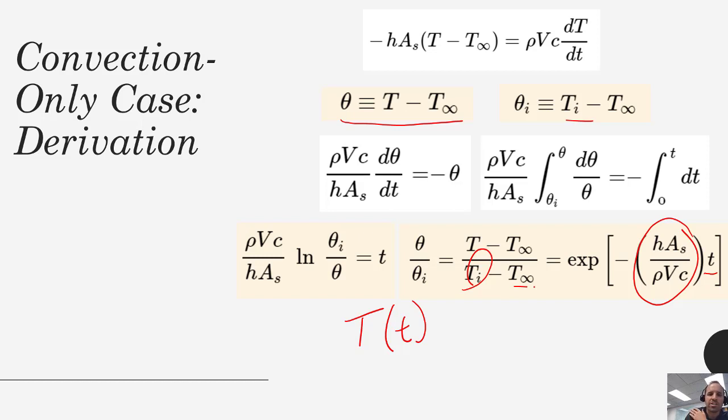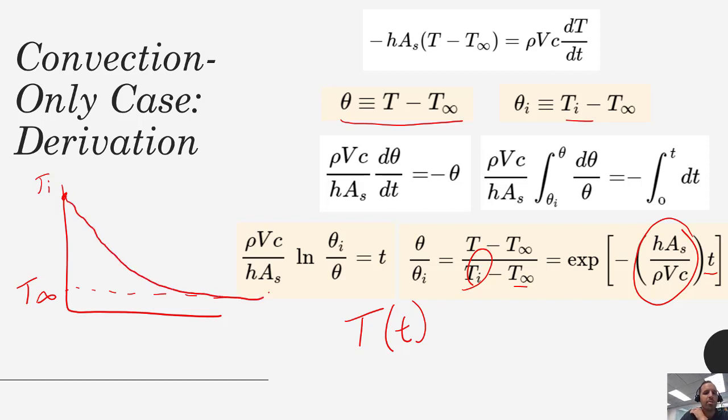And basically what the solution tells us is that if we are cooling, and let's say we have our initial temperature here, and we have our final temperature here, you see that the form of this solution is an exponential, and we would see that the temperature of our solid is going to exponentially approach our ambient temperature. And the same form of the equation would apply if we were doing this in reverse, if it's a heating process.